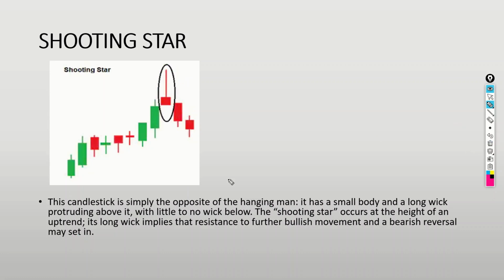They are saying that a shooting star is simply the opposite of a hanging man. It has a small body and a long wick protruding above it with little to no wick below. The shooting star occurs at the height of an uptrend. Its long wick implies resistance to further bullish movement and a bearish reversal may set in.